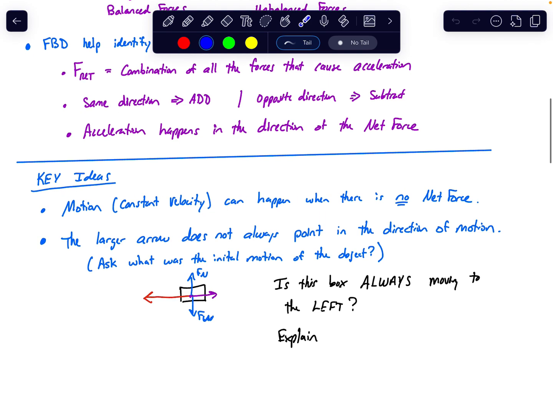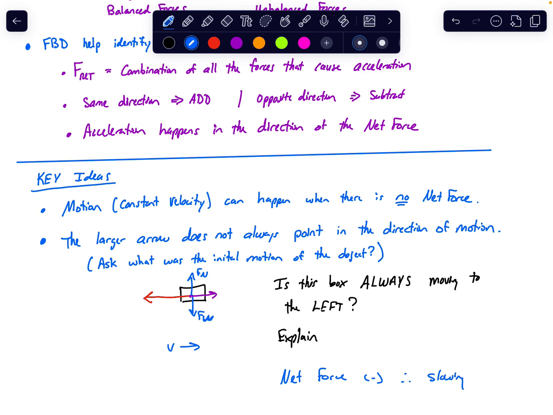In fact, it could be already moving to the right, and the net force is to the left, causing it to slow down. So in this case, if there's a net force, as there is in this picture, to the negative side or to the left, and the box was already moving to the right, so if the velocity was going this way, then that means we would be slowing down, because the acceleration is opposite the direction of motion.